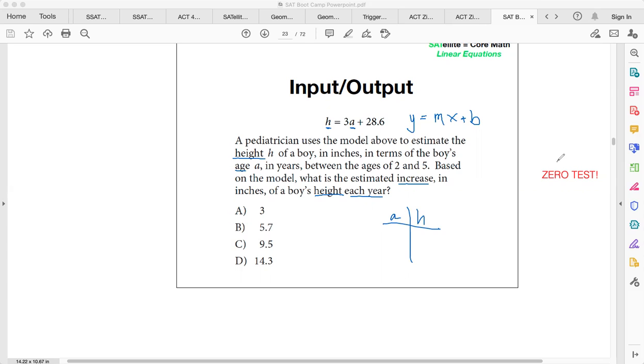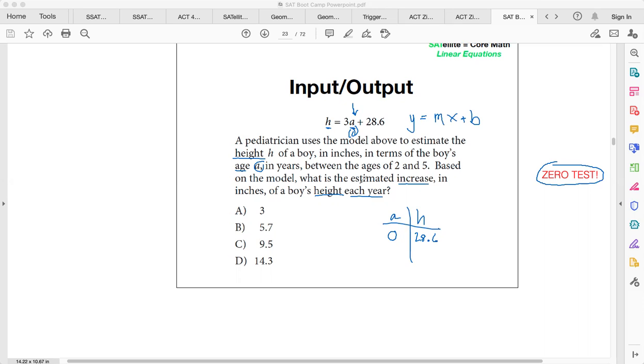And what I like to do is the zero test. Doing the zero test will help you really understand how this equation works. And what I mean by that is plug 0 in for your variable. So if a was 0, which means if the boy's age, a, was 0, how tall would the boy be? Well, 3 times 0 is 0 plus 28.6. 0 plus 28.6 is 28.6. So that means when the boy was born, he was about 28.6 inches tall.